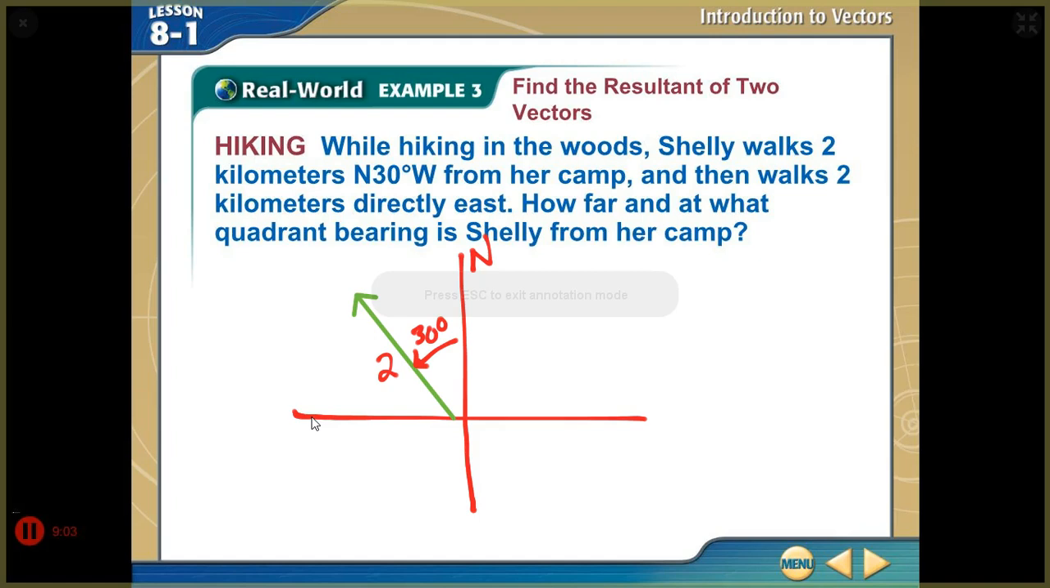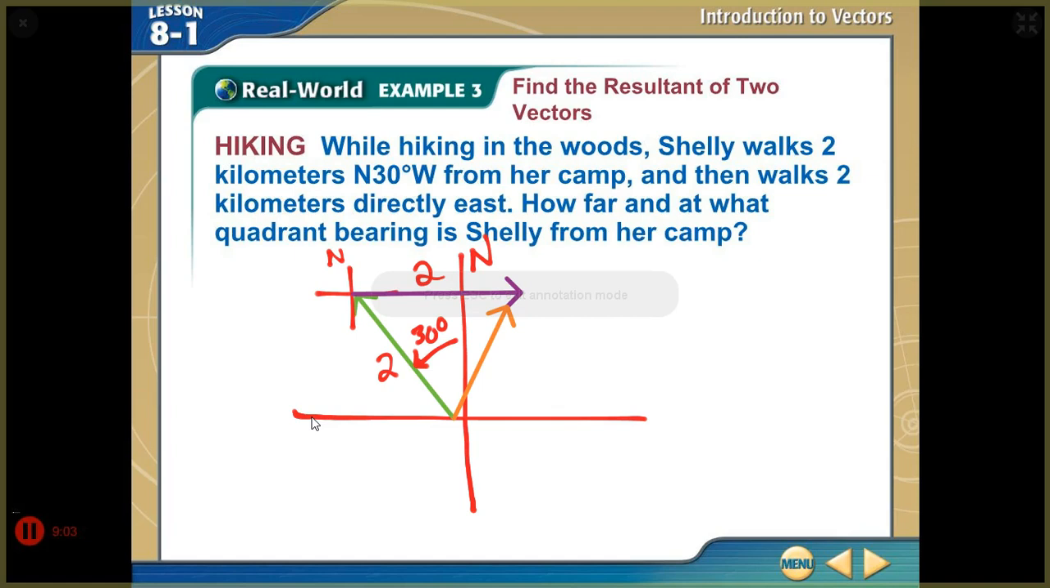One way to interpret this is if I had another set of axes right here, with north at the top, if I'm going directly east for 2 kilometers, that is going to be in this direction over here. And so that's 2 kilometers. So my resultant, because I've gone head to tail, the resultant vector is going to be here.